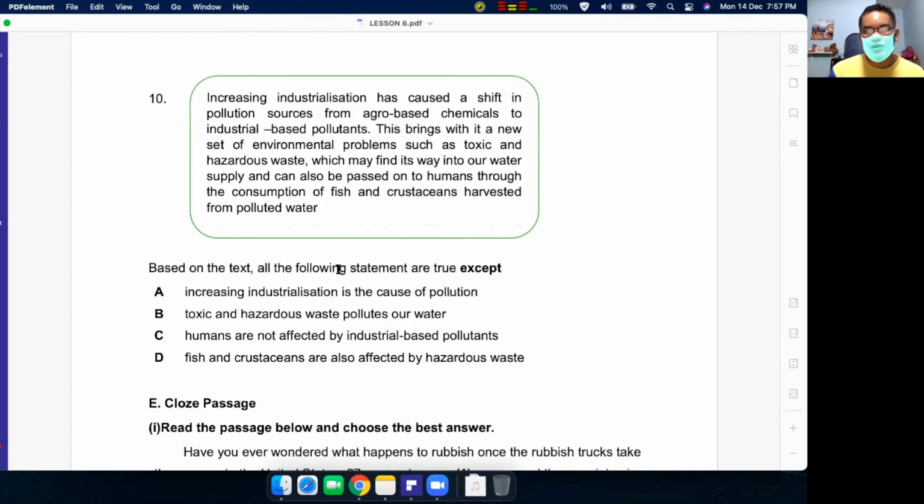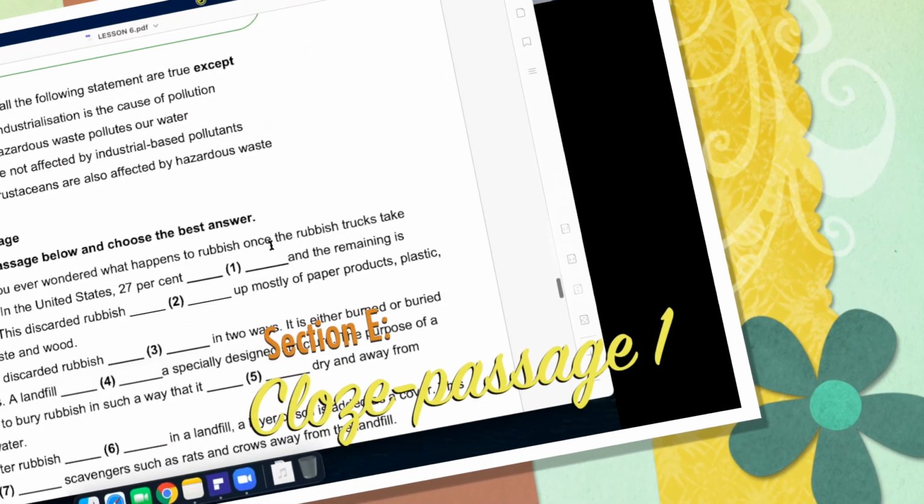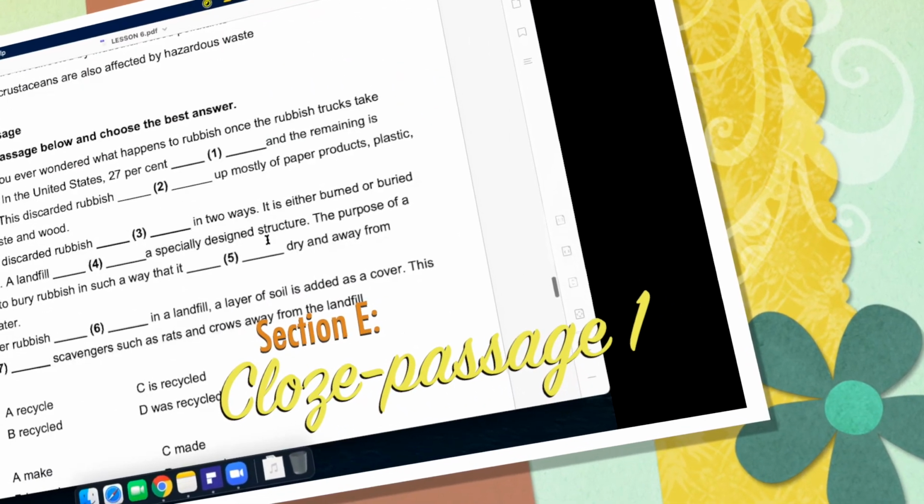So based on the text, all the following statements are true except. Increasing industrialization is the cause of pollution. Toxic and hazardous waste pollutes our water. Humans are not affected by industrial-based pollutants. Fish and crustaceans are also affected by hazardous waste. It's an easy one. Good luck answering question number 10. Moving on to cloze passage. We have 2.